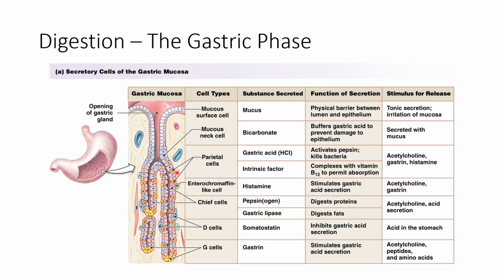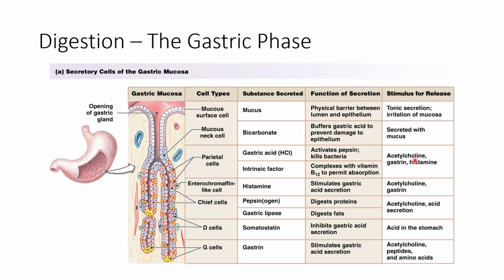Okay, we then have parietal cells, and the parietal cells produce the gastric acid that is important, one, to lower the pH in the stomach to kill bacteria. Lowering the pH also helps break apart some of the peptide bonds. And it also activates the digestive enzyme in the stomach, pepsin. So it's important for that.